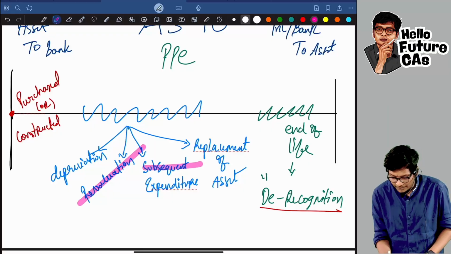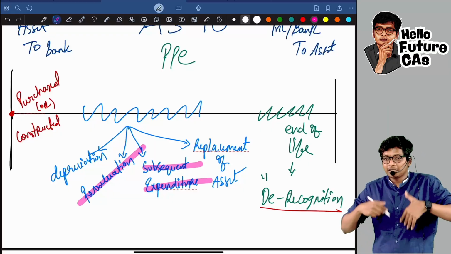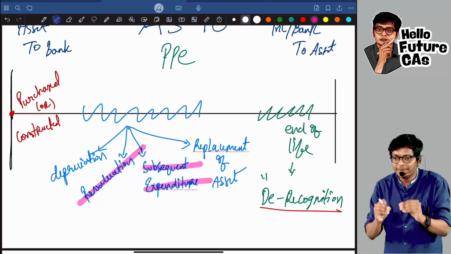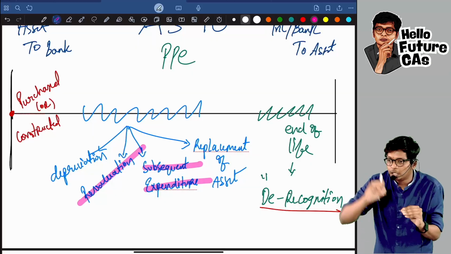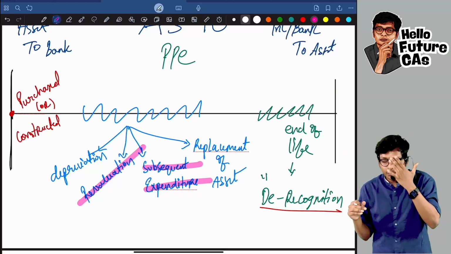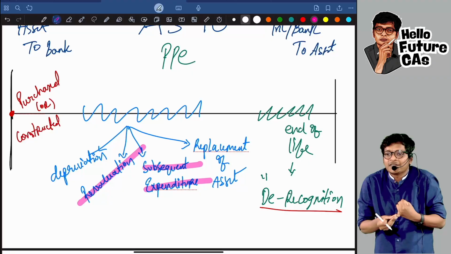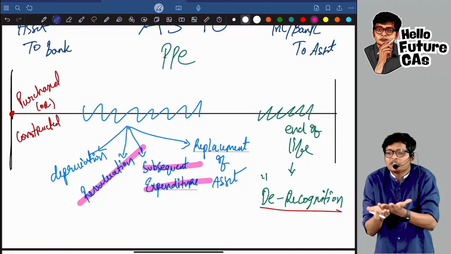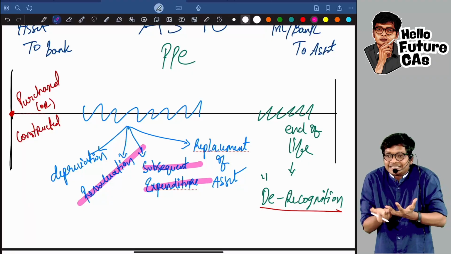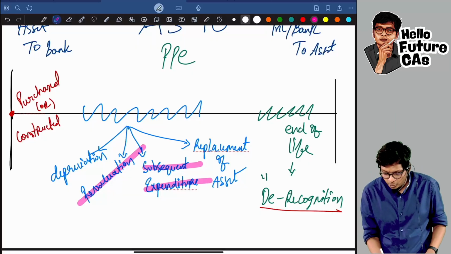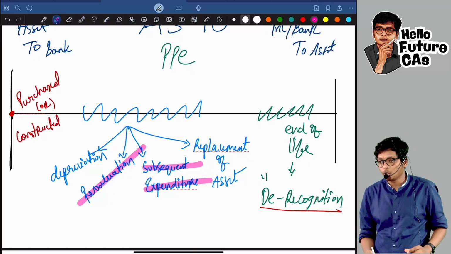We are okay. Now coming to subsequent expenditure. If I incur subsequent expenditure simply in the nature of repairs and maintenance, go and debit P&L. Sir, if subsequent expenditure is going to increase the useful life of the asset, it is going to give me more future economic benefits, productivity is increasing, efficiency is increasing, then you will go ahead and capitalize. I will go ahead and capitalize.